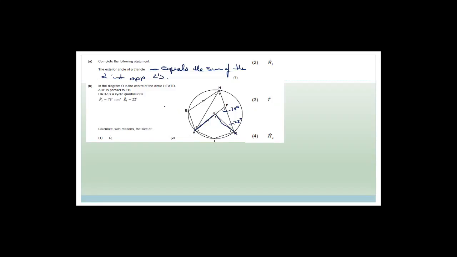Okay, now they've told us that this is parallel. Do you agree that AF is parallel to EH? Therefore, angle H, the whole of it, angle H1 and 2, is equal to 78 degrees, and the reason is corresponding angles, EH parallel to AF. So the whole of that is 78 degrees. But the angle at the center is twice the angle at the circumference, therefore angle O1 is going to be 2 times 78, that's going to be 156 degrees. Why? Because the angle at the center equals 2 times the angle at circumference.